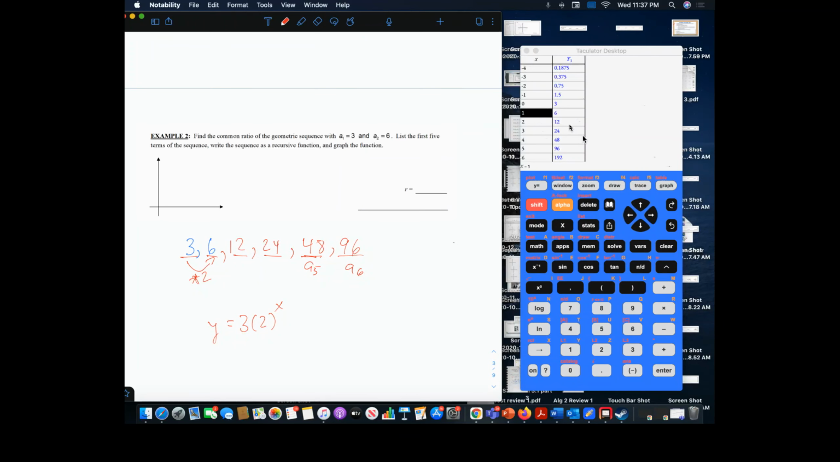It's nice to just be able to list it on the calculator. If I wanted to see the graph, I'm not too concerned about it, but it would look like this. And this makes sense because, as we've seen before, this equation is exponential.